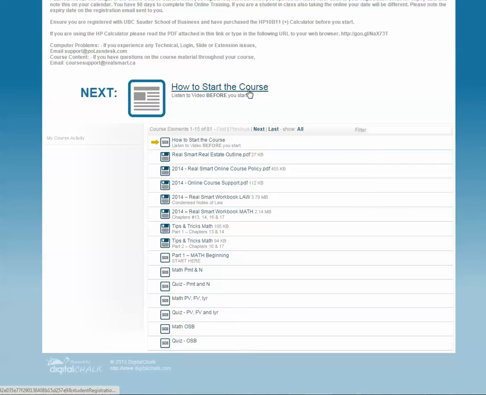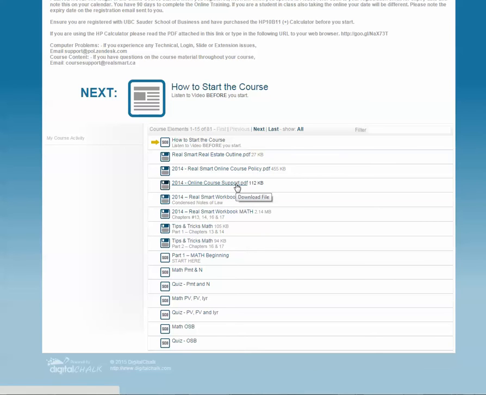And the first thing a student wants to do is click on this video, How to Start the Course. That's going to tell the student to do the math at the same time they're doing the law, and a lot of other things as well. So we have our outline here. That's our schedule. It shows them what they should be doing each lesson, which is a lesson of law and 2 lessons of math. Our online course policy and who to contact for support.